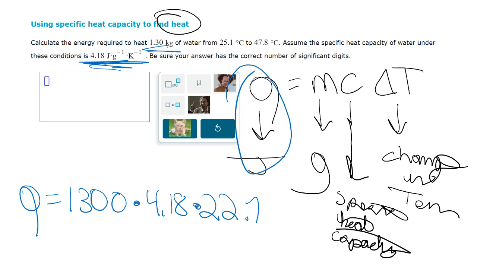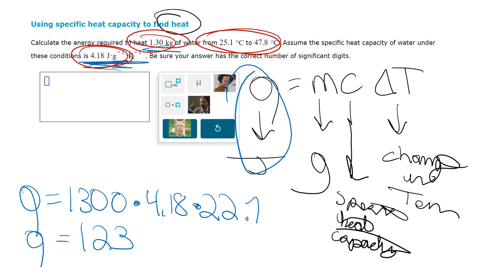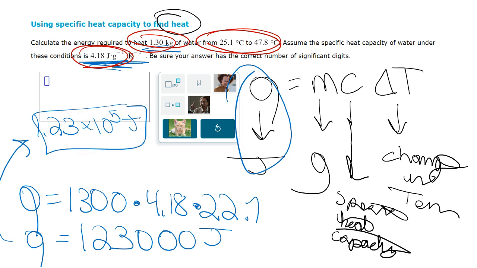I was doing these quite a bit today with students. We want to go with the right amount of sig figs. Let's go back to the original question: 3 sig figs, 3 sig figs, 3 sig figs. And so then we get 1, 2, 3, 0, 0, 0 joules. Now, ALEKS might make you put that in scientific notation, but they both have 3 sig figs.